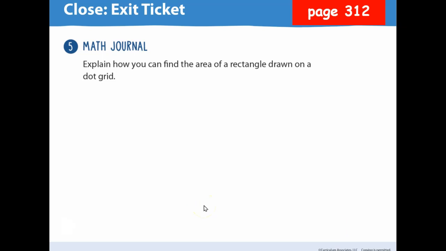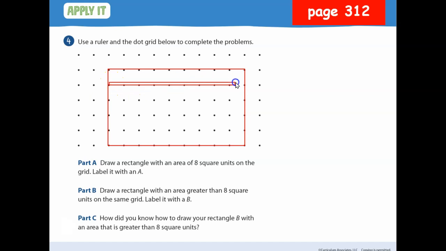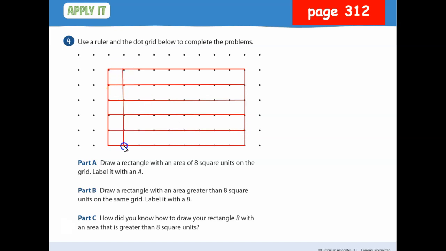So it says explain how you can find the area of a rectangle drawn on a dotted grid. This is a dotted grid, okay? So here's a rectangle. Explain to me, how could I find the area for that? Okay, you said draw the line, so you mean connect all the dots? So you said to connect all the dots like this. Okay, and then you also said that you need to then just count all the squares, right? Yes? Awesome.